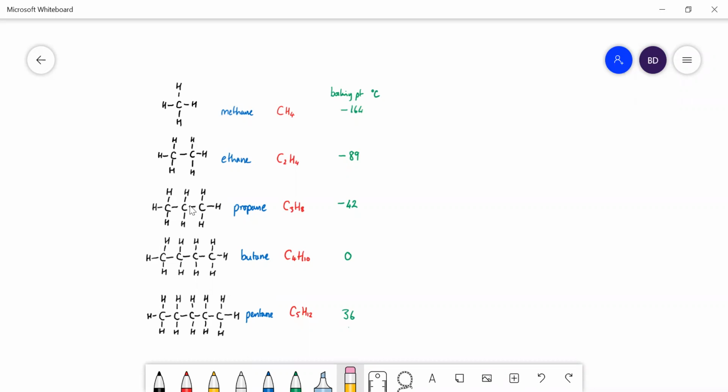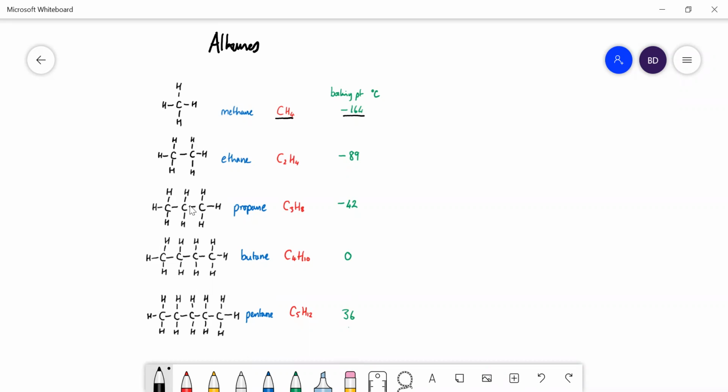Crude oil is a mixture of these compounds, these hydrocarbons called alkanes. Alkanes differ from each other in the number of carbon atoms they have. So you have the simplest alkane, which is methane, CH4, and that's a gas at room temperature. It's got a very low boiling point.